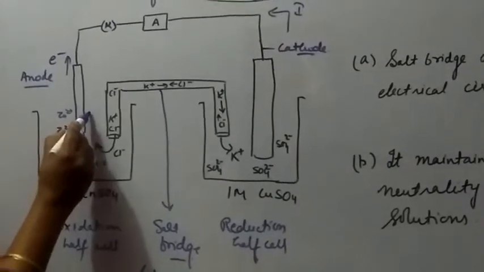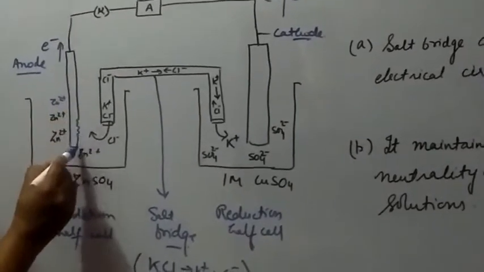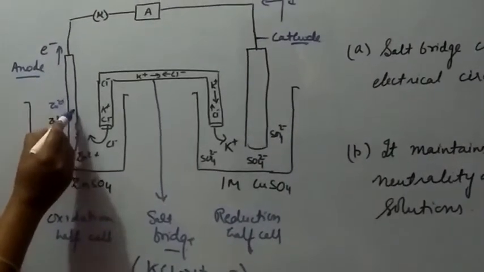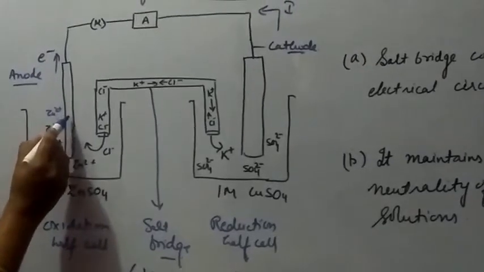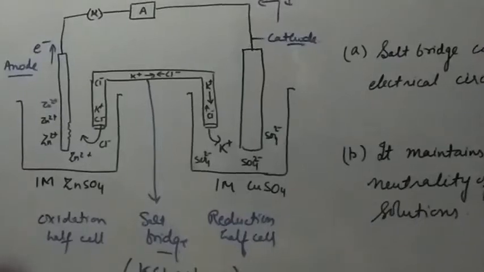That means the positive potential, or we can say the positive layer of zinc ion, will be formed around the electrode, and they are going to repel the newly coming zinc ions into the solution. As a result, what will happen? The flow of the electrons will be affected, right?